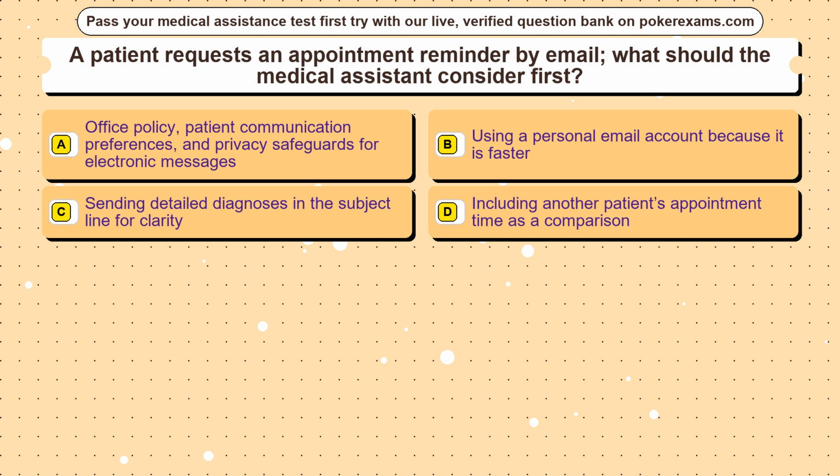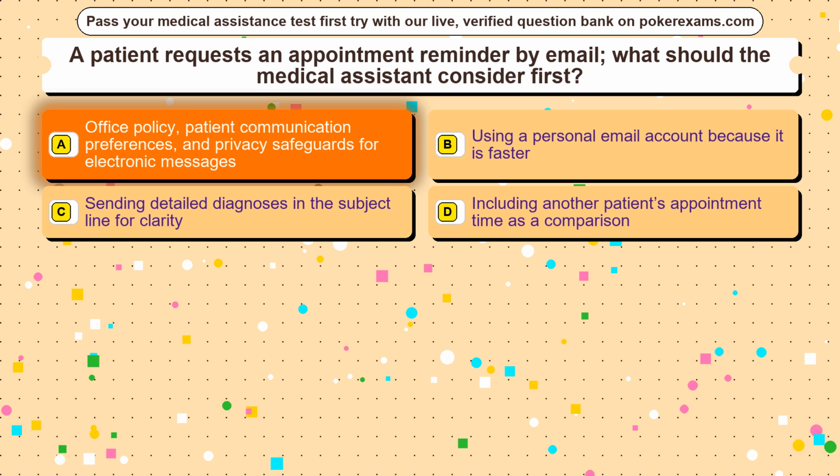Option B, using a personal email account because it is faster. Option C, sending detailed diagnoses in the subject line for clarity. Option D, including another patient's appointment time as a comparison. The correct answer is option A, office policy, patient communication preferences, and privacy safeguards for electronic messages.